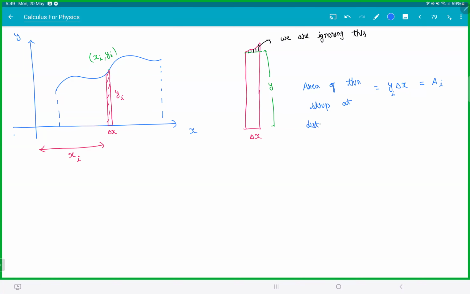So for different values of x, we get different thin strips. Again, don't worry too much about this math part. I just want you to get the basic grasp of it. In math, they'll do it in more detail. But actually, this is the basic thing. So we took a small rectangle of thickness delta x at a distance xi.